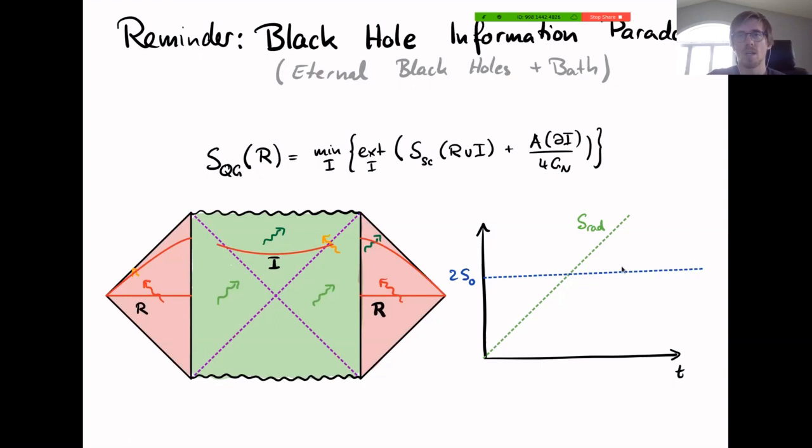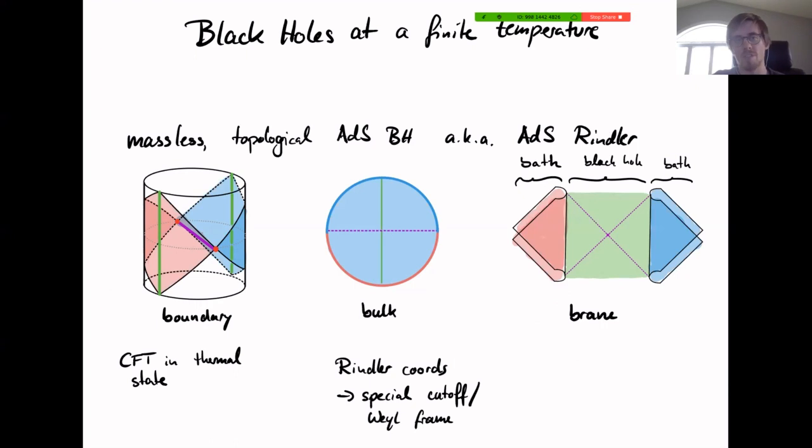OK, so how do we see this in the case of these doubly holographic scenarios? The simplest model is to consider a massless topological AdS black hole, which is a fancy word for saying AdS Rindler space. So in the bulk, I consider AdS vacuum. I split it into two halves, and I go to coordinates which are natural for an observer who starts going to the black hole from the boundary and then returns back to the boundary.